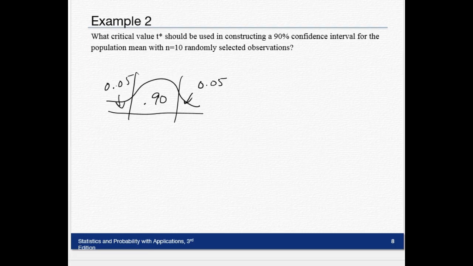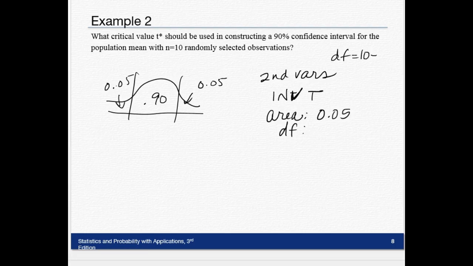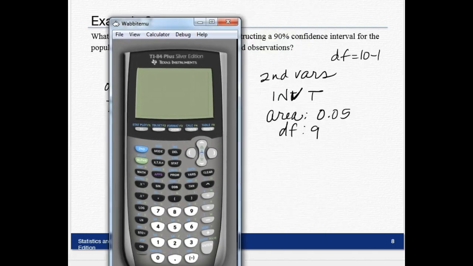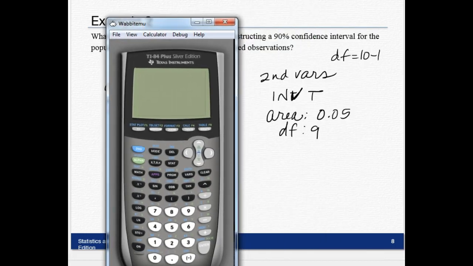Okay, so what am I going to do? I'm going to do second bars, and I'm going to go inverse t, right? Inverse t, and then it's going to ask me for an area, and it's going to ask me for a df. That's degrees of freedom. So area is 0.05. Degrees of freedom, remember, is the sample size minus 1. So 10 minus 1 is 9. So let's type this in and see what we get. So second bars.